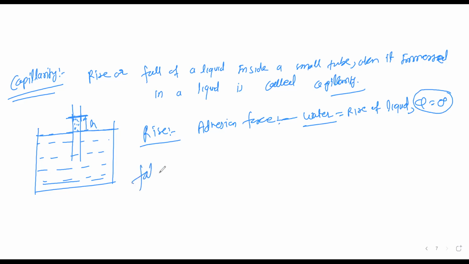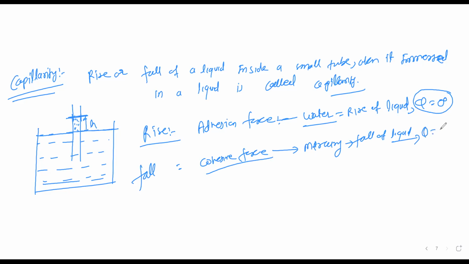In the same way, the fall of a liquid is always due to cohesive force. And in which liquid does fall happen? It is in mercury. In mercury, there is always a fall of liquid. Why? Because only cohesive forces are acting, not adhesive force, because mercury is a non-sticky liquid. So here the value of theta will be 130 degree, and it is more than 90 degree, which means it's a case for fall.